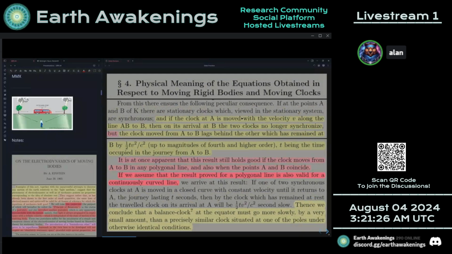So he says, "If a clock at A is moved with a velocity v along the line AB to B, then on its arrival at B, the two clocks are no longer synchronized. But the clock moved from A to B lags behind the other, which has remained at B, by 1/2 times t v squared over c squared, t being the time occupied by the journey from A to B. It is at once apparent that the result holds good if the clock moves from A to B in any polygonal line, and also when the points A and B coincide." So any closed polygonal circuit, okay, looking good so far. And if we assume that the results proved for any polygonal line are also valid for a continuously curved line.